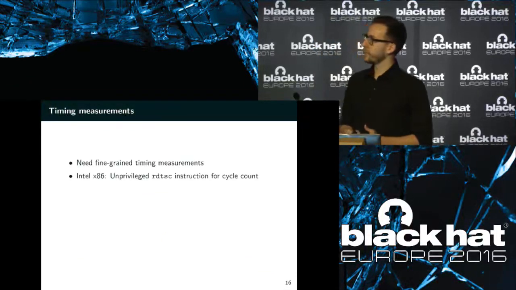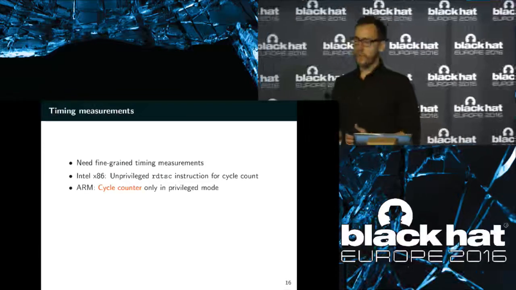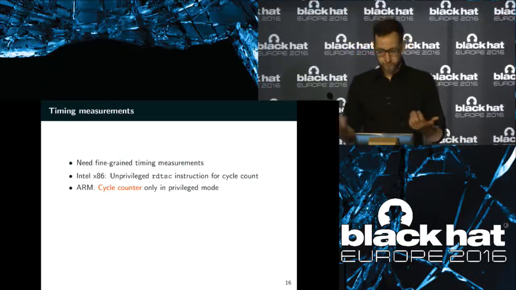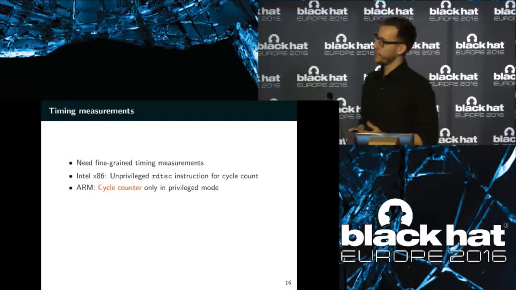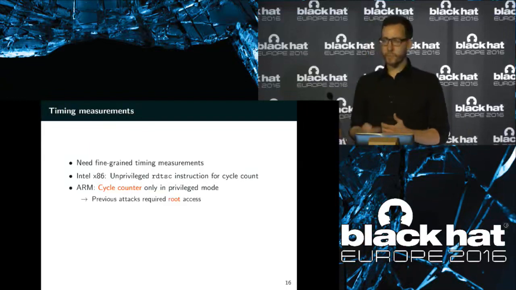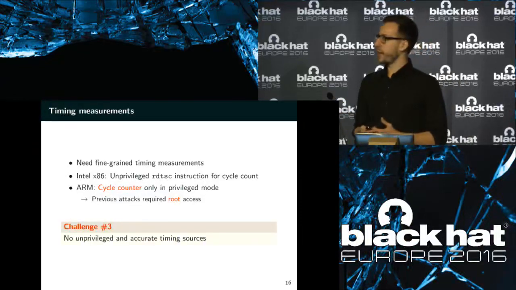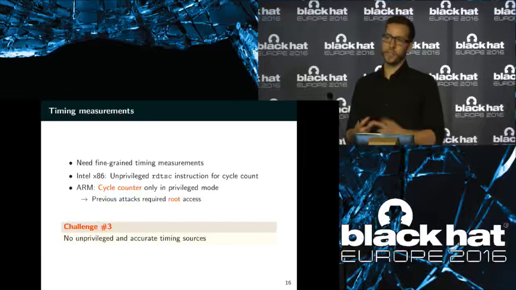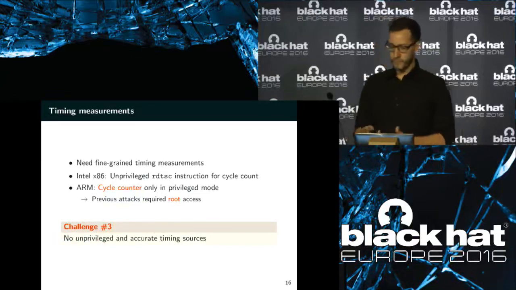And on Intel x86 we have the RDTSC instruction, which is also unprivileged. While we can access the cycle counter on ARM as well, we can only do that in privileged mode. So this is not easily done on a non-rooted device. All the previous attacks that have been published required root access on the device, so they're not very practical. So the third challenge is that we need to find unprivileged timing sources which are accurate enough to distinguish between a cache hit and a cache miss.